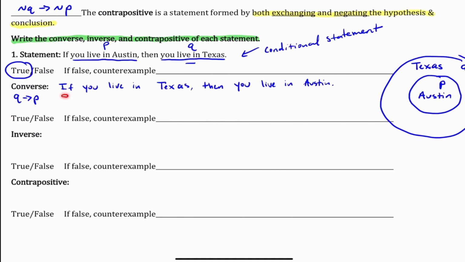So let's take a look at the statement right here. This is the sentence that we wrote. Is this statement true or false? So if you live in Texas, does it imply that you live in Austin? No, because my counterexample would be I could live in Houston. And this is a very specific counterexample. So the answer is false.